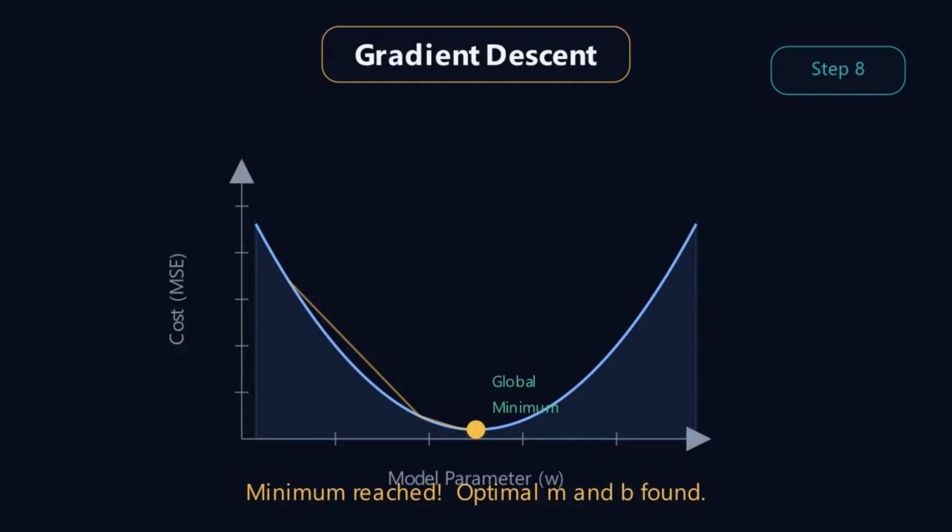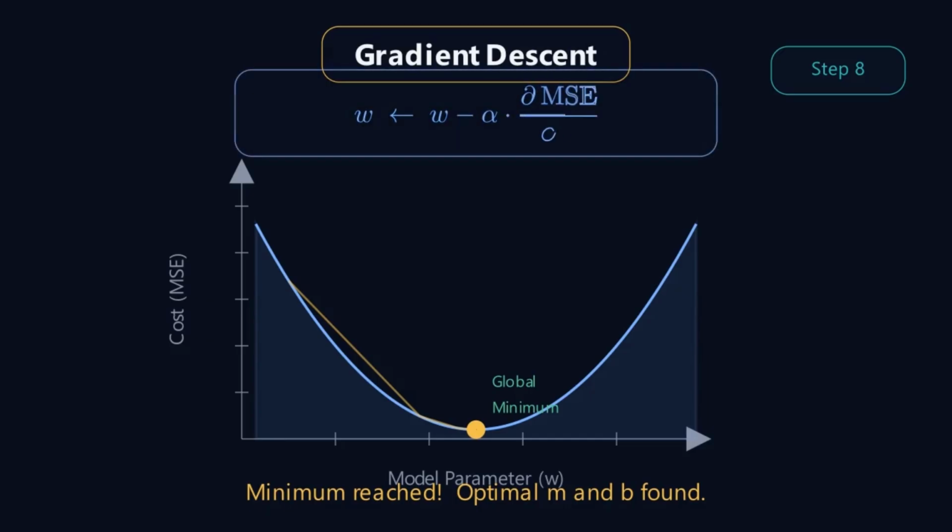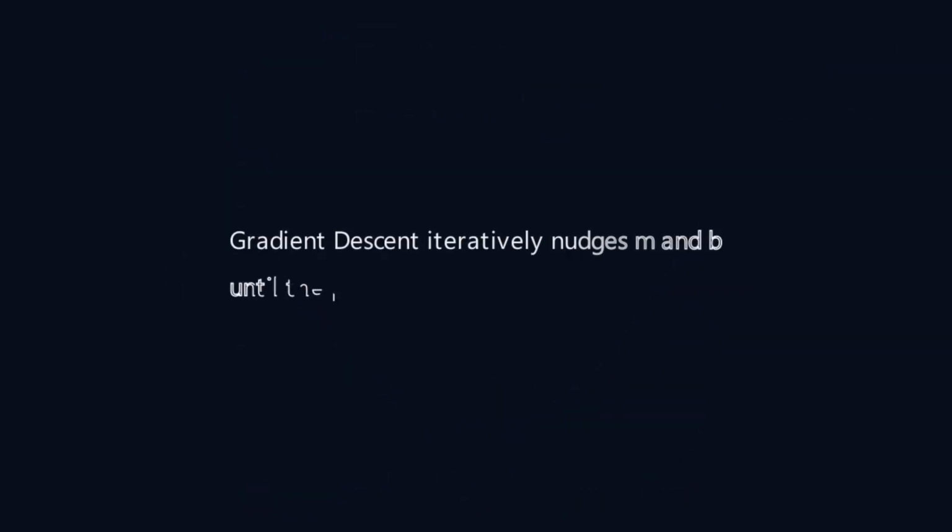The update rule is w minus alpha times the gradient of MSE with respect to w. Alpha is the learning rate, how big each step is. Too big and we overshoot, too small and it takes forever. Step by step, we inch toward the minimum. Ball reaches minimum, flash. And when we get there, we found the optimal m and b. Gradient descent iteratively nudges m and b until prediction error is at its absolute minimum.